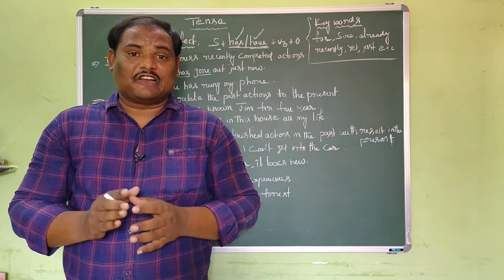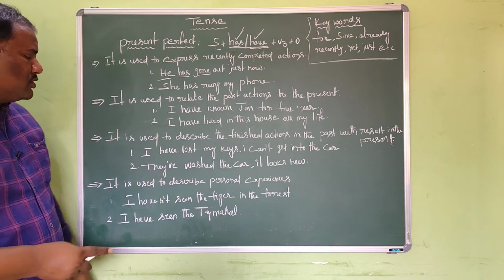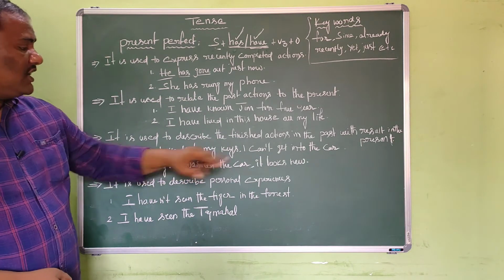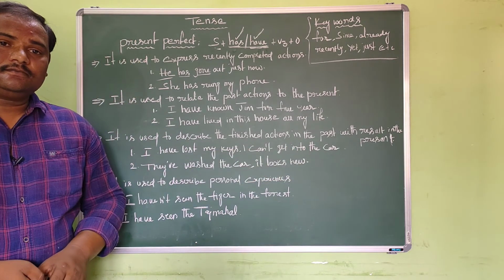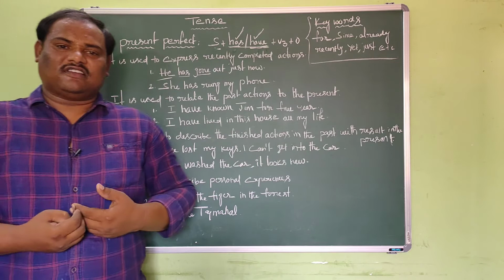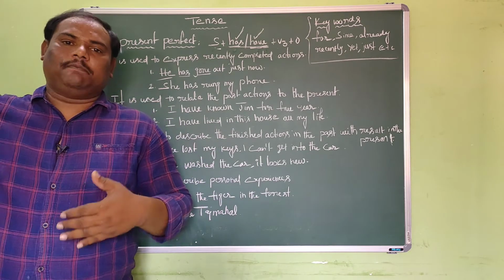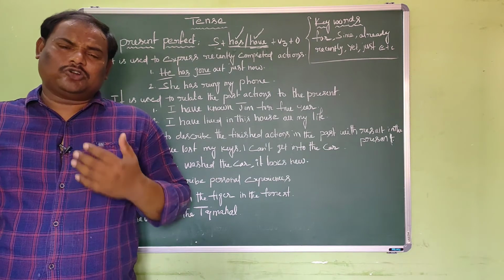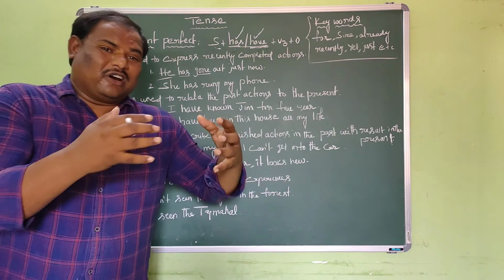We shall try to understand the third purpose of using present perfect tense with the help of examples I have written on the board. I have lost my keys. I cannot get into the car. So losing keys, it is an action that happened in the past. అది అయిపోయింది, ఎప్పుడో పోగొట్టుకున్నా. దాన్ని పోగొట్టుకోవడం ద్వారా ఇప్పుడు నాకు ఒక రిజల్ట్ ఉంది ఇక్కడ.